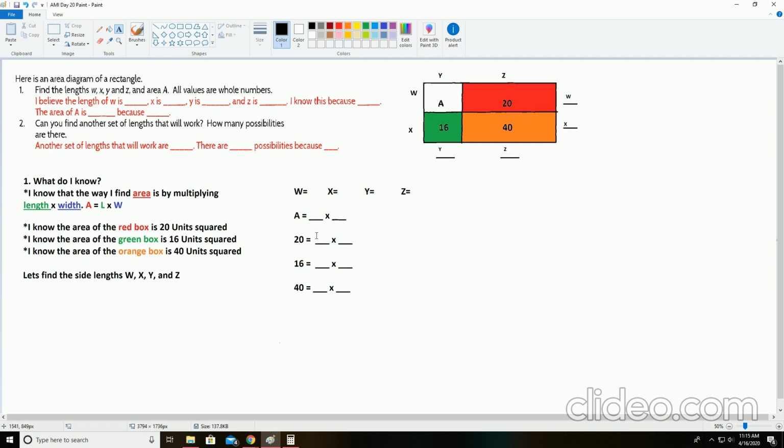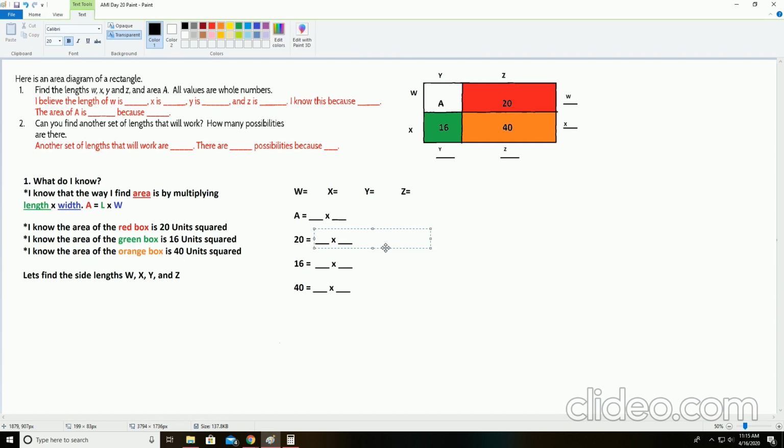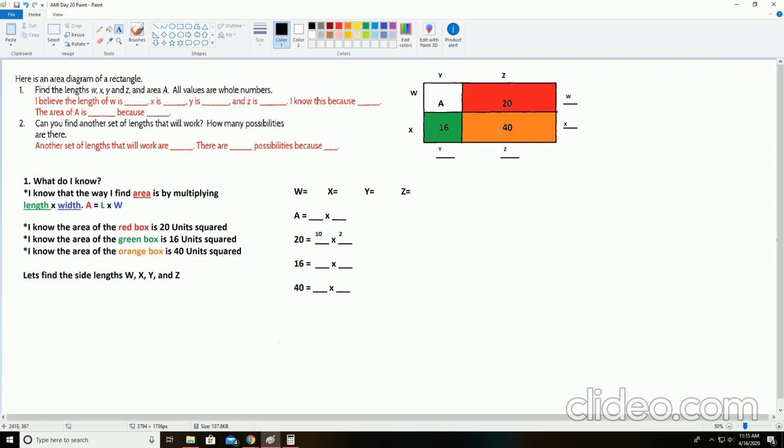All right, so to start off with, what I like to think about are some ways that I can make 20. For instance, if I'm trying to make 20, I could multiply 10 and 2. I also know that I could multiply 5 and 4. There's a lot of different ways to do this. For this one, I'm just going to use 10 and 2, and I'll show you why in a minute. So 10 times 2 is 20, so the area of the red box here is 20, and that would be accurate. Let's go down here to the green box.